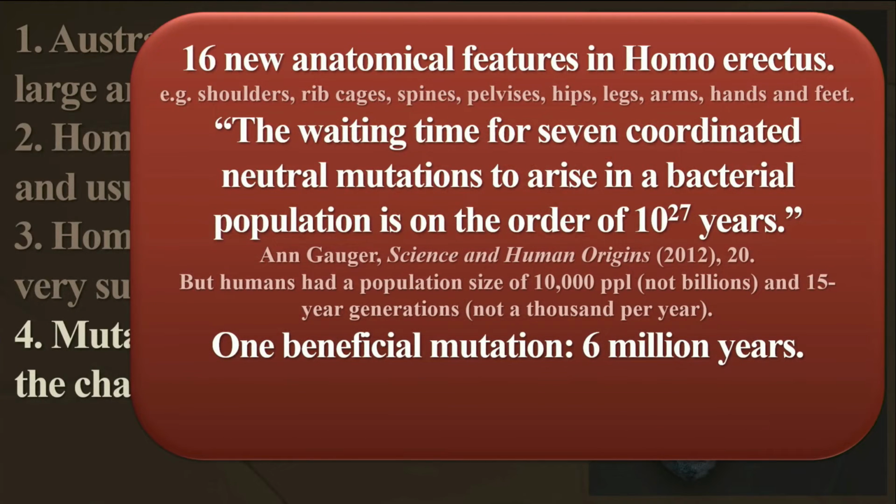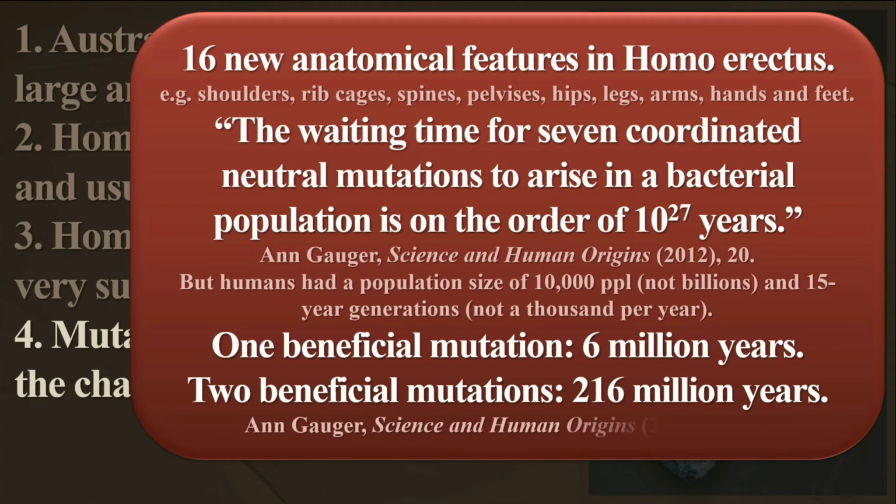Your generations aren't minutes or hours or whatever. Your generations for humans are 15 to 20 years. And at this point, we only had 10,000. When we speak of Homo erectus and all these different hominins, we're not talking about millions of them. We're talking about in the tens of thousands. So Gauger concludes that just to have one beneficial mutation, you need 6 million years. To have 2 working in concert, you need 216 million years to move from Australopithecines to hominins.